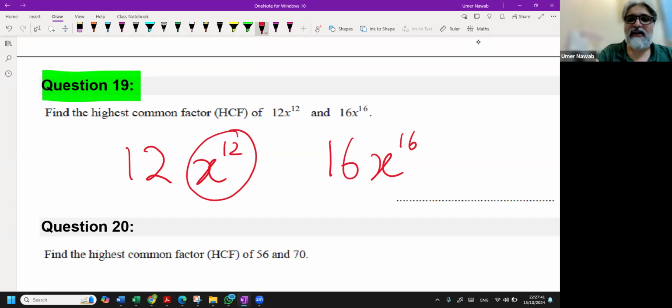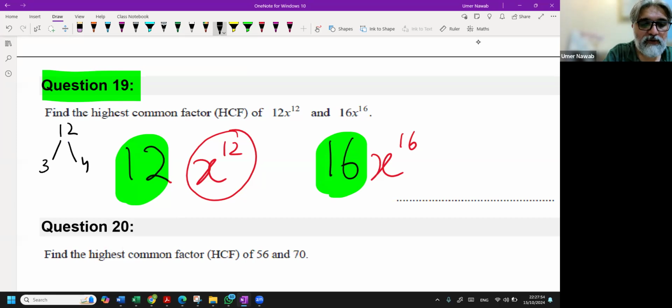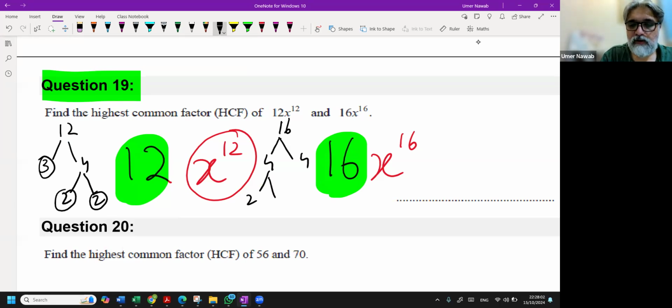Got it? Now, I have to make the factor tree for 12 and 16 and check that what is the highest common factor between 12 and 16. So 12, I can write it here, 3 and 4. This is 2 and 2. And this is 3. Done. And 16, 4 and 4, 2 and 2, 2 and 2.